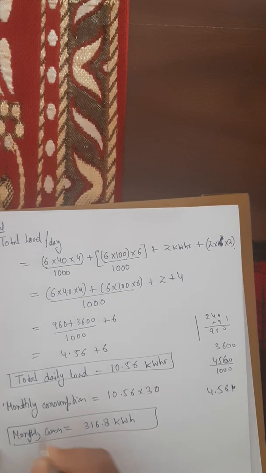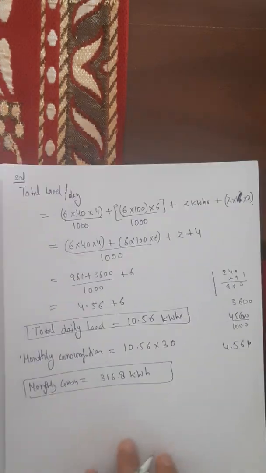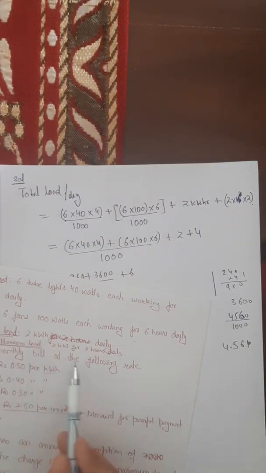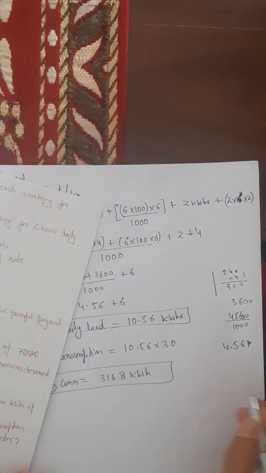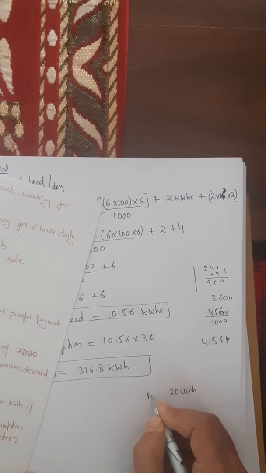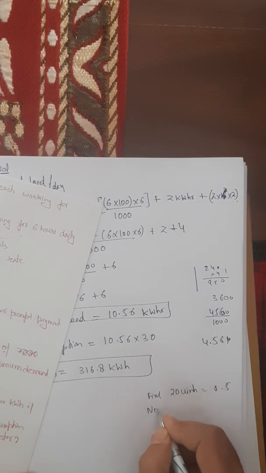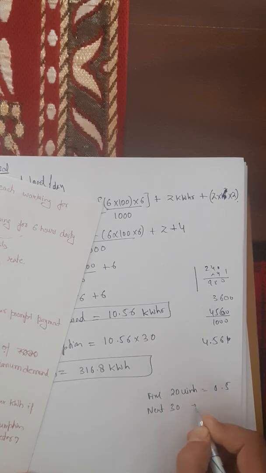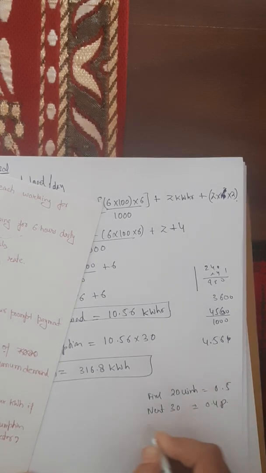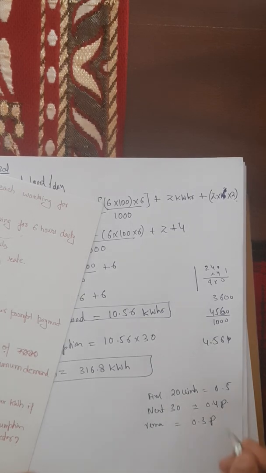So this is my monthly consumption, 316.8 kilowatt hour. Next, let us see what the charges are. The charges are for 20 units: for the first 20, it is 0.5 paisa. For the next 30, it is 0.4 paisa. For the remaining units, it is 0.3 paisa.